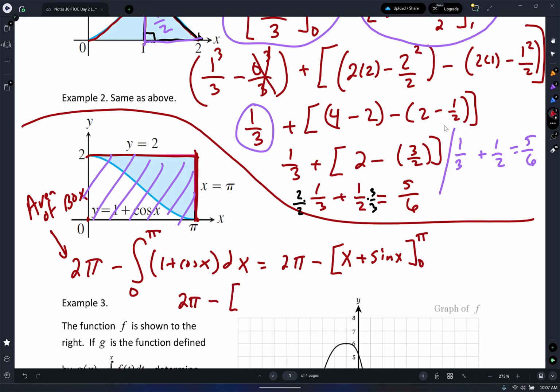All right, here we go. 2 pi minus antiderivative. Oh, I already did antiderivative. I'm going to do upper minus lower. So it's going to look like this. Pi plus sine of pi is 0, minus, and then lower 0 plus sine of 0 is again 0. I know you don't have to show that much work. 2 pi minus pi.